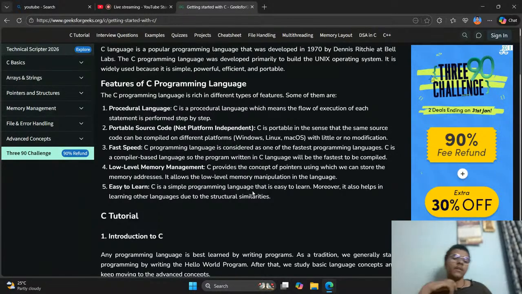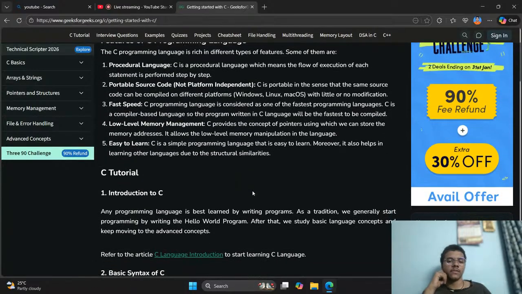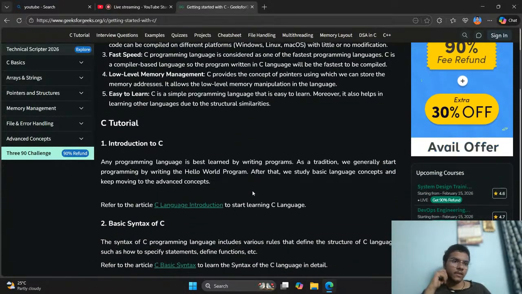Low-level memory management. C provides a concept of pointers using which we can store memory addresses. It allows low-level memory manipulation. Easy to learn: C is a simple programming language that is easy to learn. Moreover, it also helps in learning other languages due to the structural similarities.